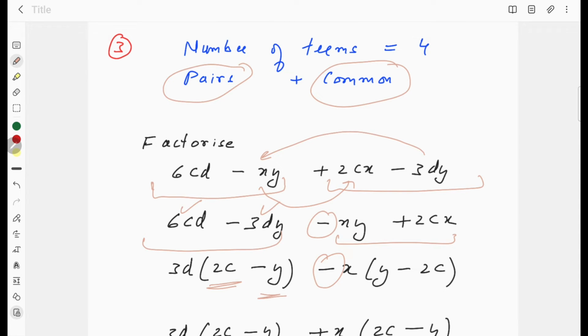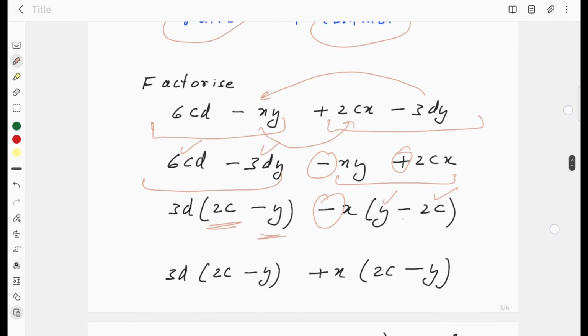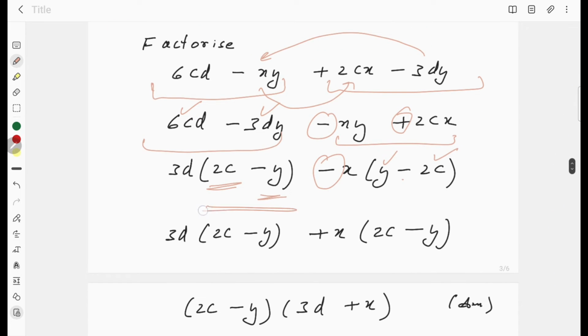X is common in these two, so you can take x common, so y will be left, and since minus is outside, this sign gets changed, becomes minus, and 2c is left after taking x out. These two brackets are supposed to be exactly the same.